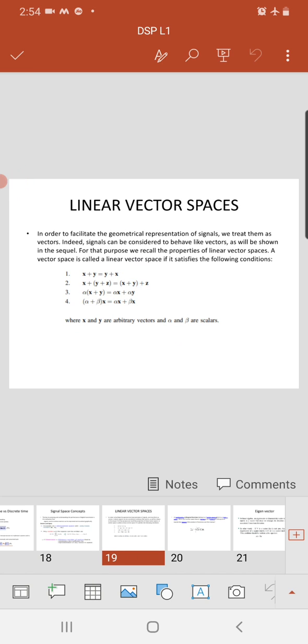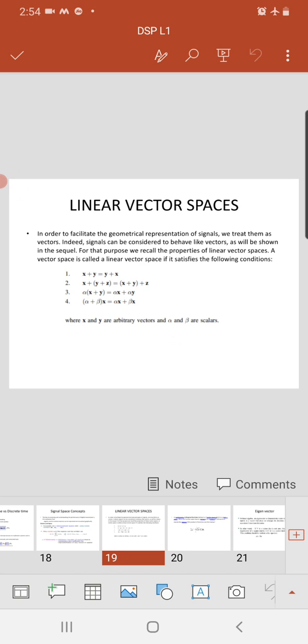Next, linear vector spaces. In order to facilitate the geometrical representation of signals, we treat them as vectors. Indeed, signals can be considered like vectors, as will be shown in the sequence. For that purpose, we recall the properties of linear vector spaces.